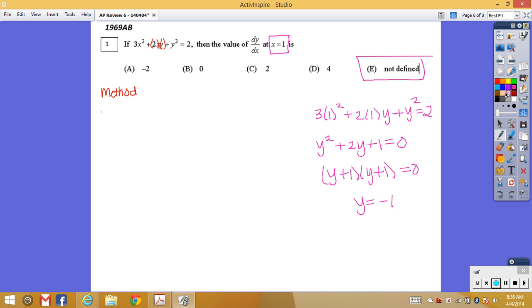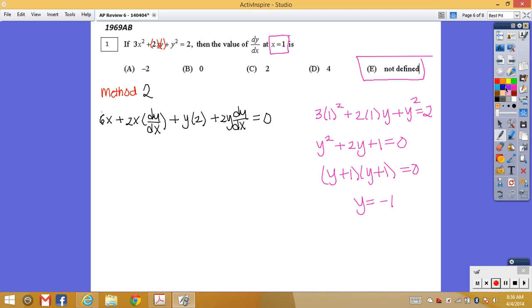Method 2 just shows that depending on the question, you may not have to fully solve for dy/dx. So in method 2, I am going to take the derivative. So I still have the 6x plus, leave the first, derivative of the second, plus leave the second, derivative of the first, plus 2y dy/dx is equal to 0.